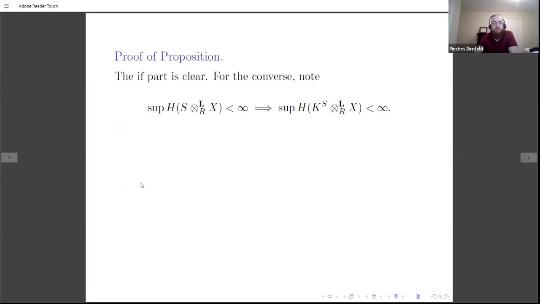So the "if" part is clear. If you start with something that has finite projective dimension, taking the base change gives you something with finite projective dimension. Of course, then the Tor is going to be 0 for a large enough i.